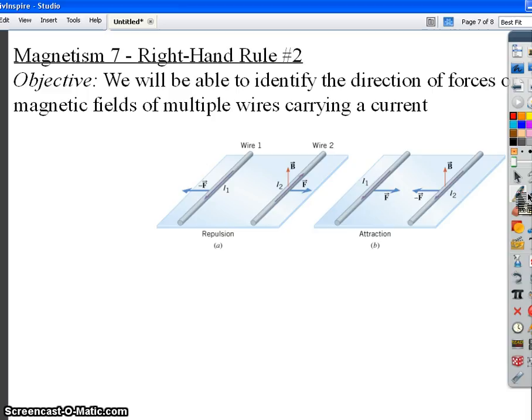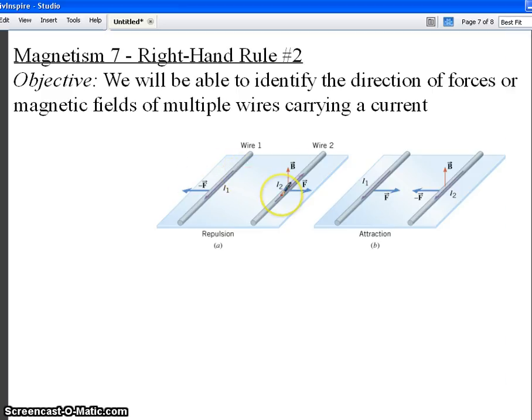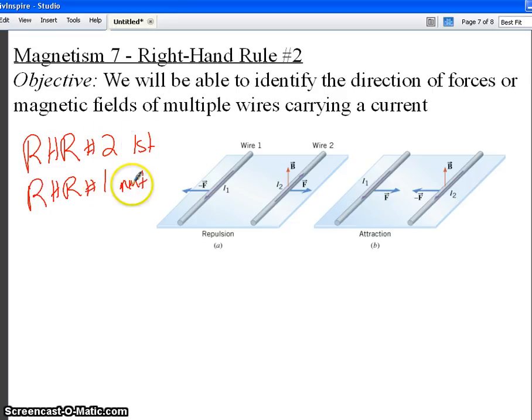So, when we have multiple wires, we know these wires are carrying a current. They both have a current, and we want to know how these are going to affect each other. This is a very common question. Okay, so I want you to look at wire number 1 right here, and all these problems we're going to do right-hand rule number 2 first, and then we're going to do right-hand rule number 1, which seems kind of backwards because it's just 2 first and 1 next, but whatever.